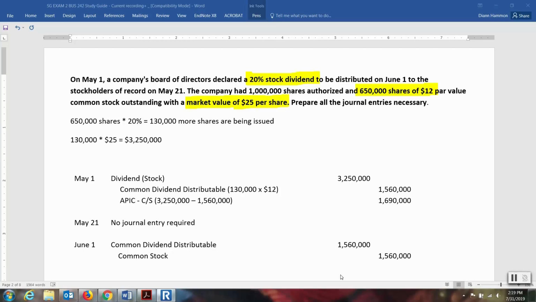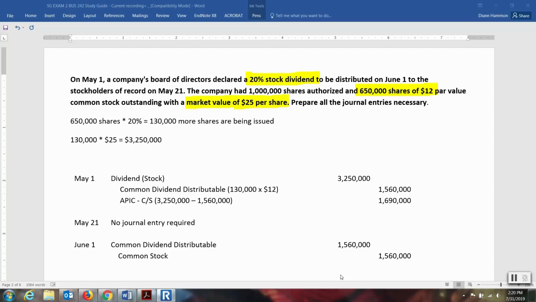The board of directors declared a 20% stock dividend to be distributed on June 1st to the stockholders of record on May 21st. The company has 1 million shares authorized. These are authorized to be sold, and 650,000 shares of $12 par value common stock outstanding, and the market value is $25 per share. We are to record all the necessary journal entries.